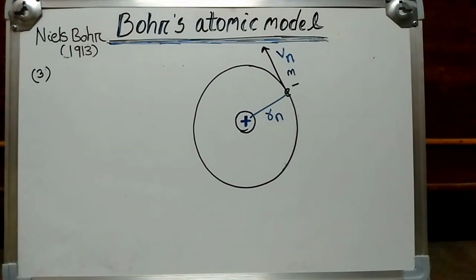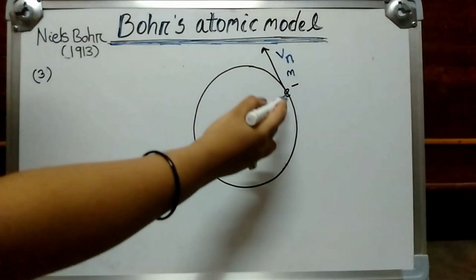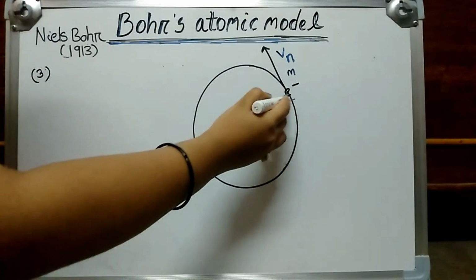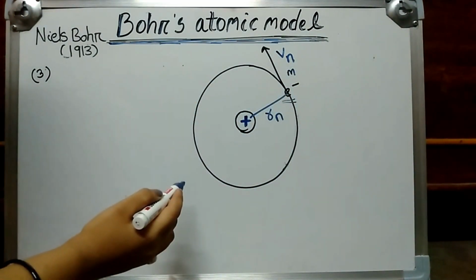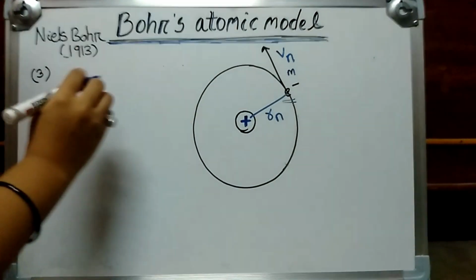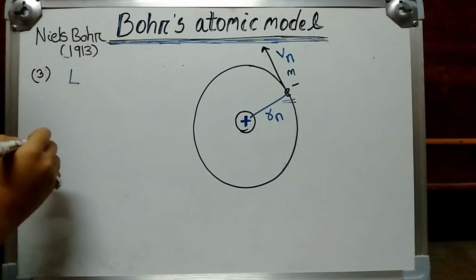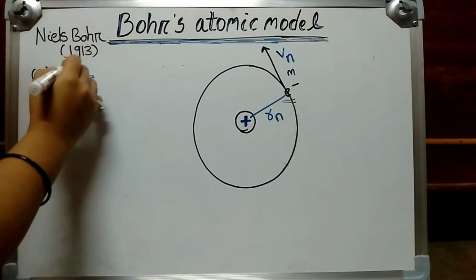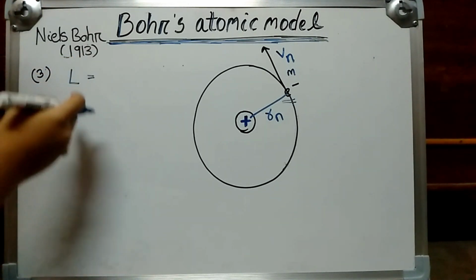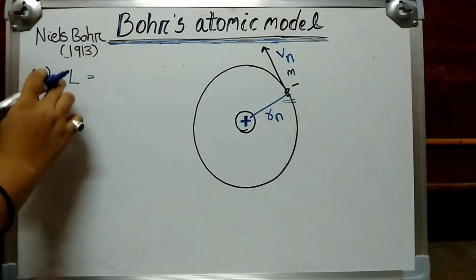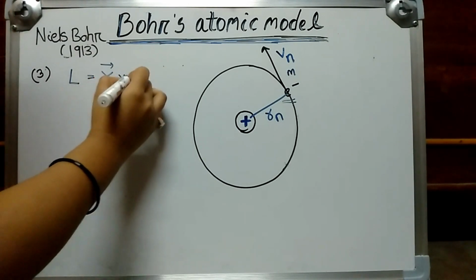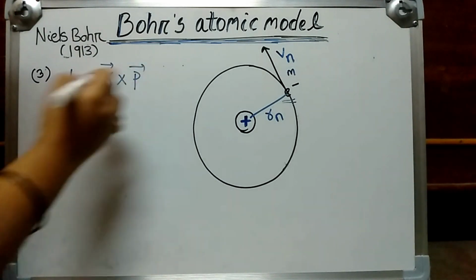The third postulate is: an electron can revolve around the nucleus in those circular orbits in which the angular momentum of the electron is an integral multiple of h by 2 pi. Take that angular momentum as L. In your first year syllabus, angular momentum is already discussed. So we go to the direct formula that L is the vector product of position vector and momentum.